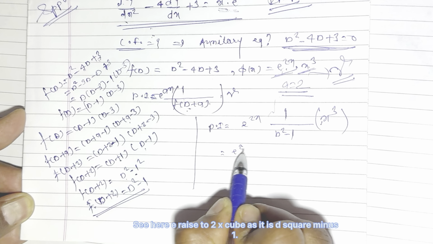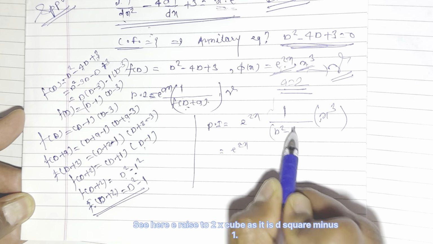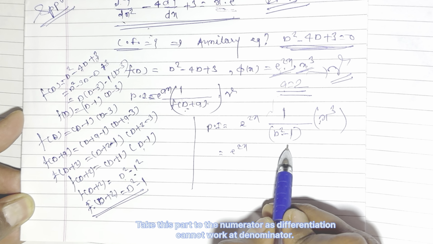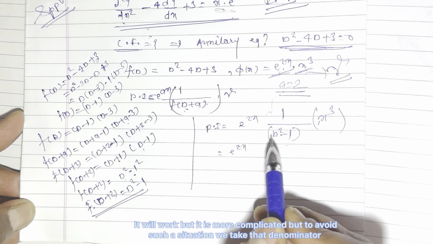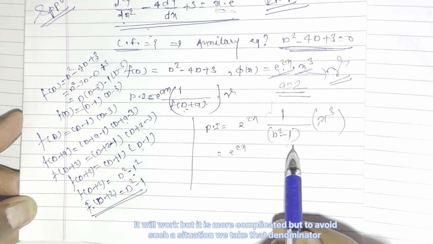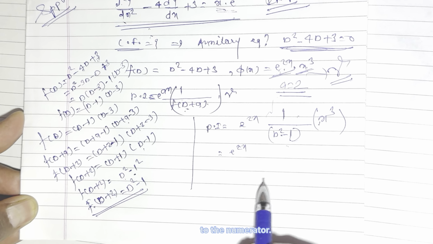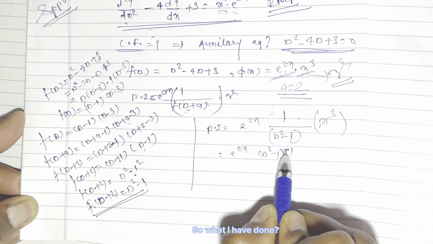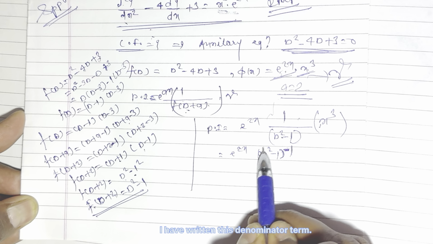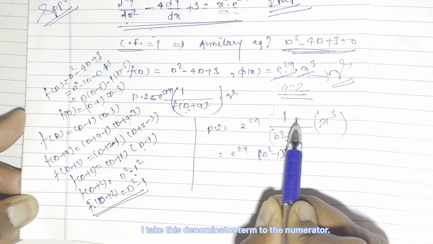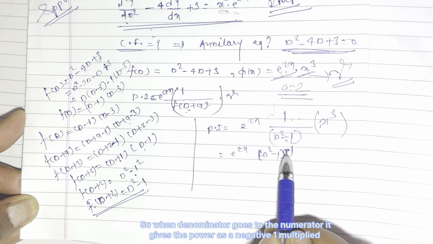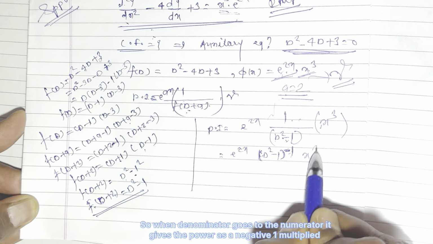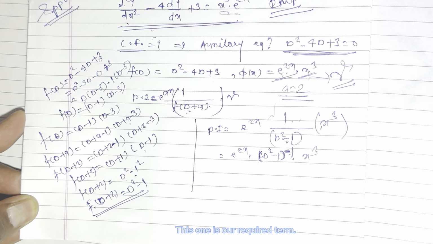See here, e raised to 2x, keep as it is, and d square minus 1. Take this part to the numerator, as differentiation cannot work at the denominator. It works, but it is more complicated, so to avoid such a situation we take that denominator to the numerator. So we write d square minus 1 to the power minus 1. When the denominator goes to the numerator, it gives the power as negative 1, multiplied by x cube. This one is our required term.